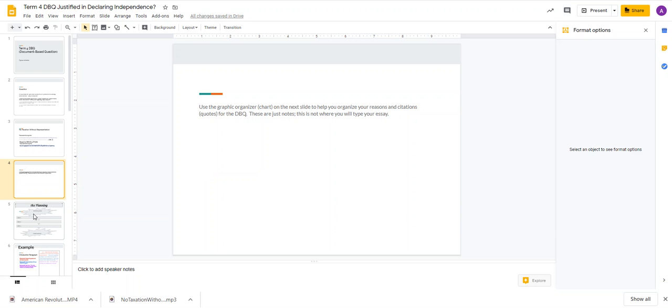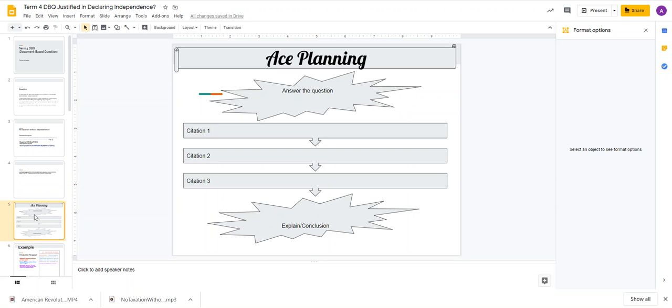This is what you're going to fill out, and I'm going to come back to this and show you how to fill it out in just a few moments. But this is how you're going to plan your essay. Remember, it's always best to have a plan before you write. Good writers always know exactly what they want to say before they put it down on paper.